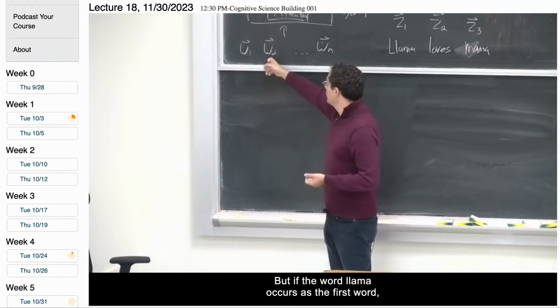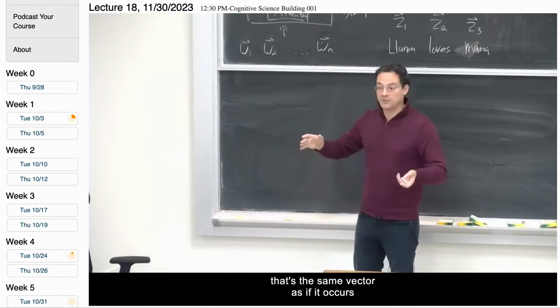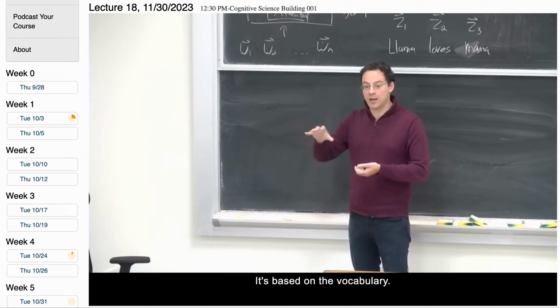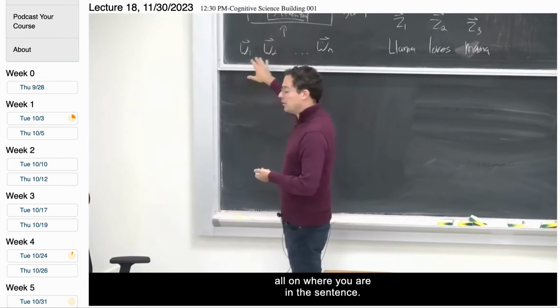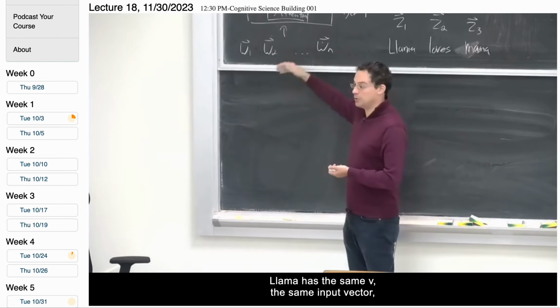If the word llama occurs in the first position, that's the same vector as if it occurs in the 10th position. Right? It's based on the vocabulary. The vector that you get doesn't depend at all on where you are in the sentence. So llama has the same input vector no matter where it occurs.